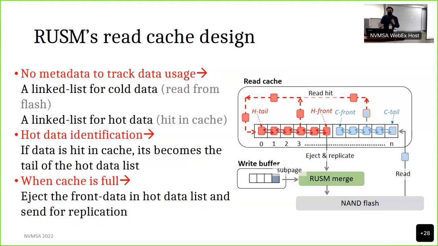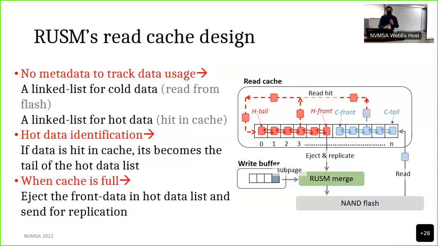To do so, we decided to use 2 different data structures in the read cache. Linked lists in particular, one for the cold data and one for the hot data. When the data is being read from the NAND flash, it enters the tail of the cold list. And whenever there is a read hit in the read cache, it's moved logically to the tail of the hot list. I say moved logically because we actually change the pointers and we don't move the data physically around. So the tail of the hot list is the most frequently used hot data, and the front of the hot list is the least frequently used hot data.